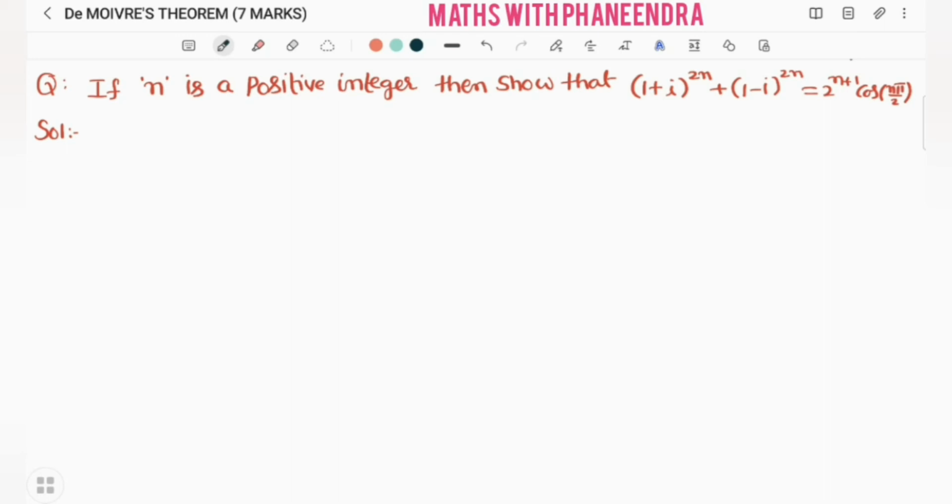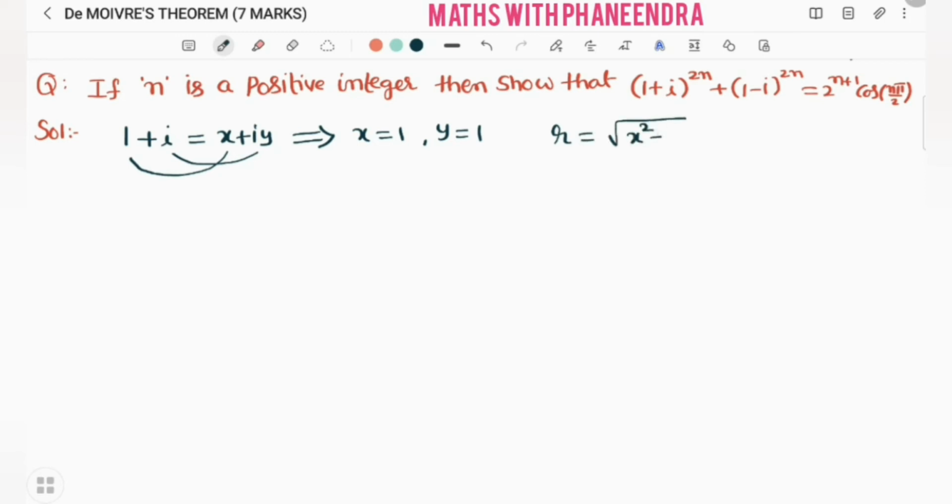Now first consider 1 plus i. That is equal to x plus iy. Let us consider. So that implies that by comparing real parts and imaginary parts, x is equal to 1, y is equal to 1. After finding the values of x and y, immediately calculate the value of r by finding root over x square plus y square. So root of 1 square plus 1 square, that is equal to root 2.